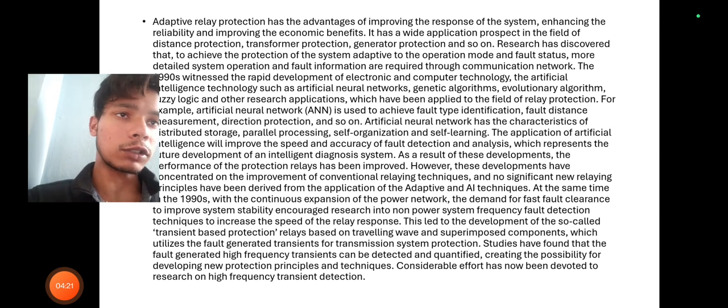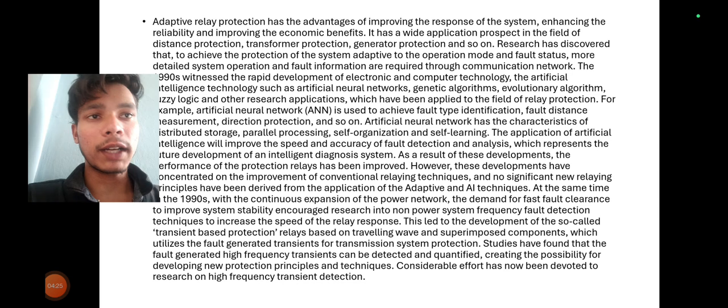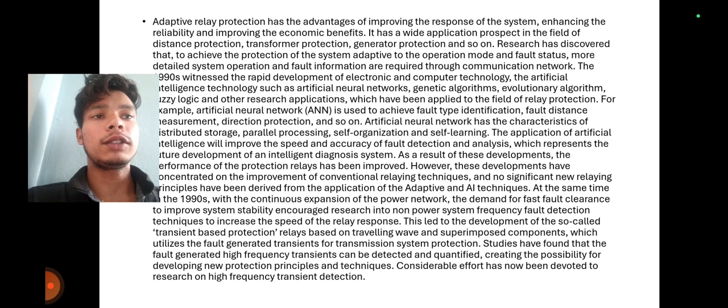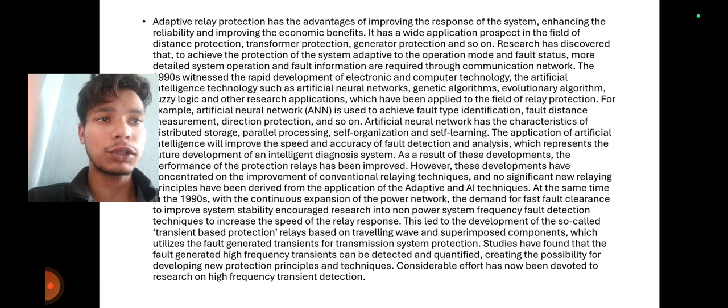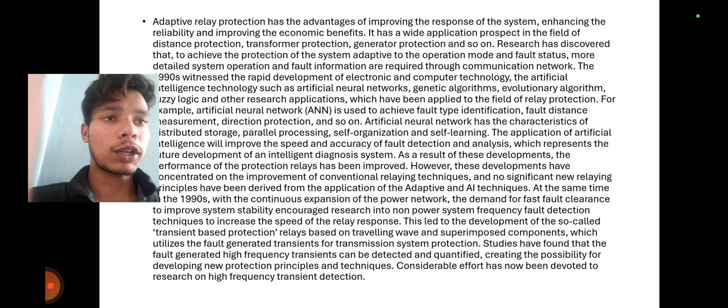improving the response of the system, enhancing the reliability, and improving the economic benefits. It has a wide application prospect in the field of distance protection, transformer protection, generator protection, and so on. Research has discovered that to achieve the protection of the system adaptive to the operation mode and fault status, more detailed system operation and fault information are required through communication network.